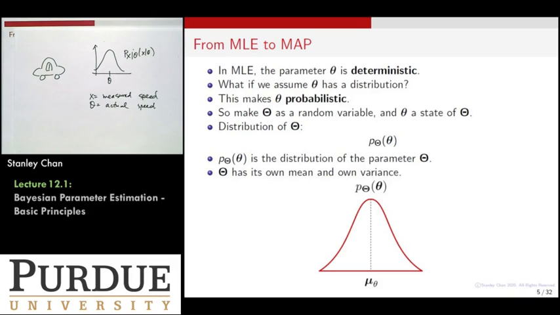If you use the maximum likelihood estimate, what you're going to do is take multiple measurements of x, and then you are going to estimate theta. That's the maximum likelihood estimation: take multiple measurements and try to make your best guess of theta.